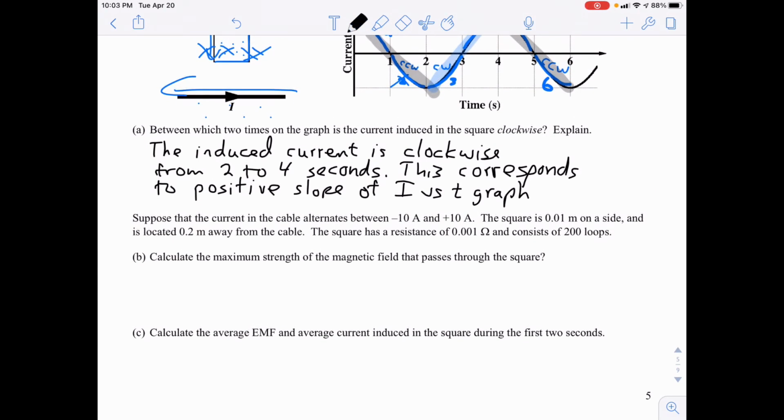Now suppose the cable alternates between specific values of negative 10 amps and 10 amps. We'll say the square itself is 1 centimeter on each side, 0.01 meters on each side, and is located 0.2 meters away from a cable, and that the square itself has a resistance of 0.001 ohms and consists of 200 loops. What is the maximum strength of the magnetic field passing through the square?